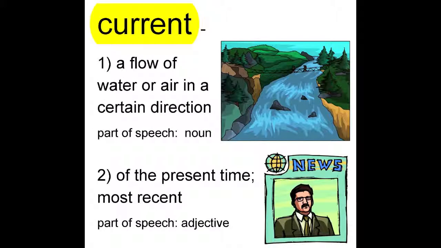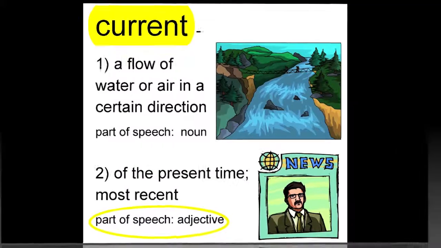Some words will have 2 definitions, like this one, current. The first definition for current is a flow of water or air in a certain direction. Part of speech is noun, since current is a person, place, or thing. The second definition for current is of the present time or most recent. Part of speech for this definition of current is adjective, since here current is a describing word.